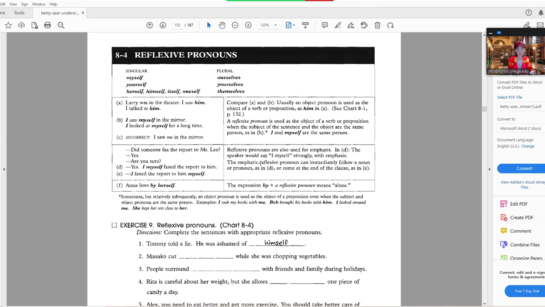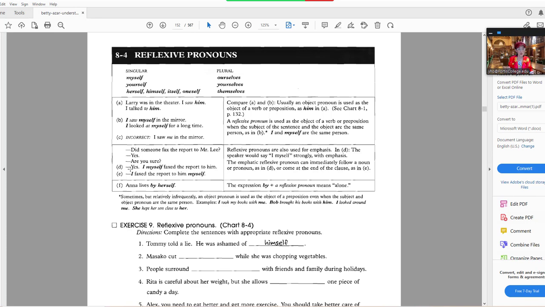The speaker would say, "I myself," strongly with emphasis. The emphatic reflexive pronoun can immediately follow a noun or pronoun, as in the end of a clause. So, I saw myself in the mirror. I look at myself in the mirror. So I and myself, when it's the same person, then it's a reflexive verb.